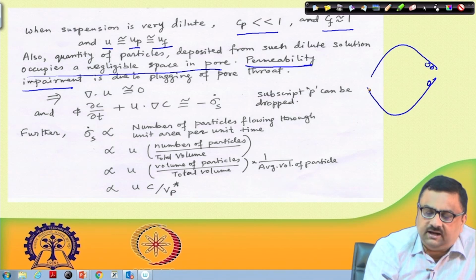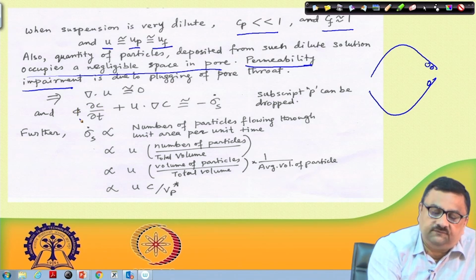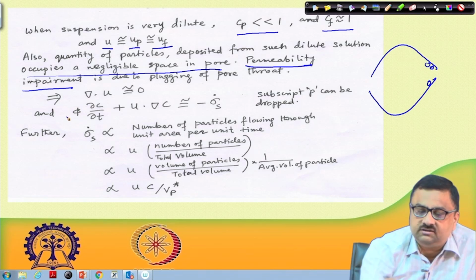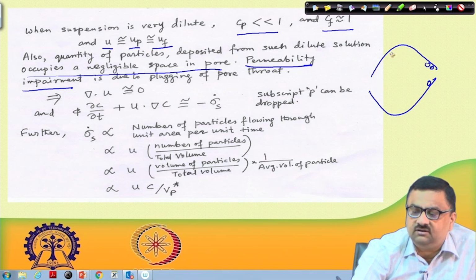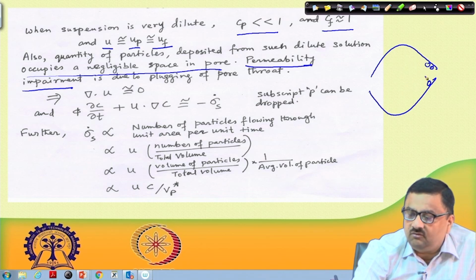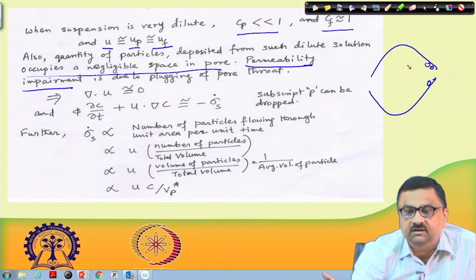By that logic, earlier we had phi into Cp inside, so phi was taken out. That means phi is not changing with time, phi is constant, because Cp is small. Very little volume fraction of particle is available, so that is not going to change the pore volume or the porosity. Only they are depositing at the pore throat, and because of that permeability is varying.